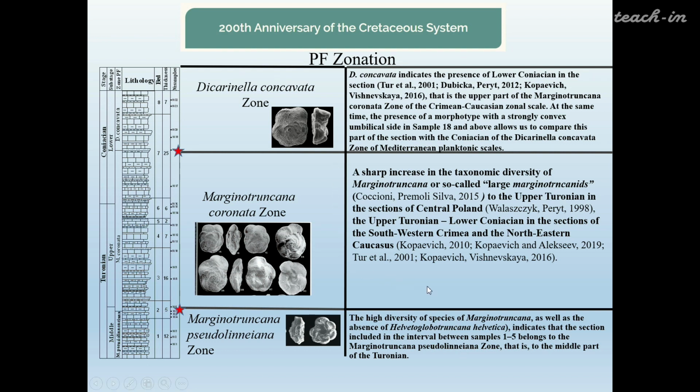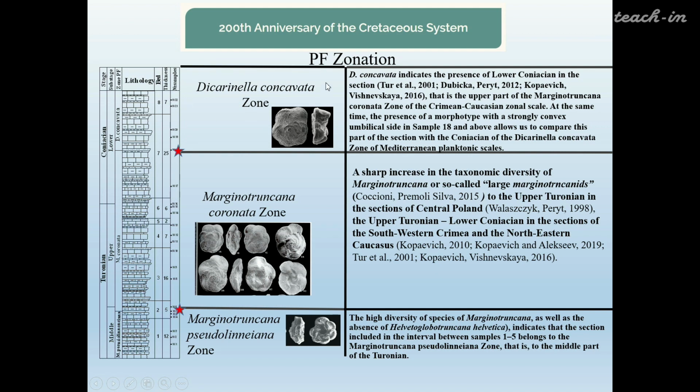Higher, a sharp increase in the taxonomic diversity of Marginotruncana, or so-called large marginotruncanids, as this interval is named in the publication of Coccioni and Premoli Silva. It belongs to the Upper Turonian in the section in central Poland, and the Upper Turonian-Lower Coniacian in the sections of southwestern Crimea and northeastern Caucasus.